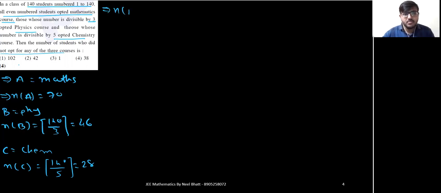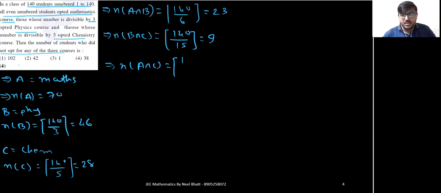Okay, so now the number of students who did not opt any of these 3 courses. So let's first of all find out number of A intersection B. What is number of A intersection B? These are the number of students who opted for maths as well as physics. So number of students who opted for math as well as physics can be found by 140 divided by 6, because math student has number divisible by 2 and physics student has number divisible by 3. So when we want to talk about both of them, then we have to take the LCM, which is 6. Okay, so 140 by 6, which is 23.